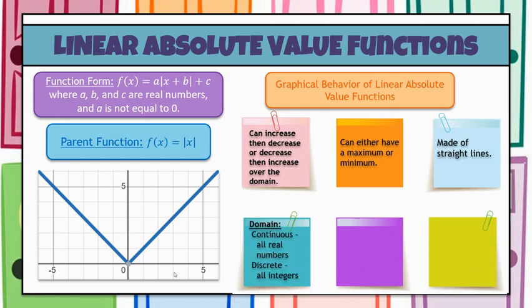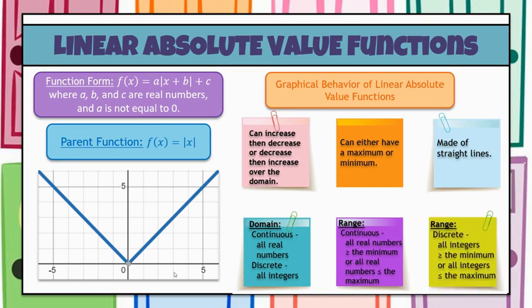The domain is all real numbers if it's continuous, and all integers if it's discrete. The range, if it's continuous, is going to be the exact same as the quadratic functions. It's all real numbers greater than or equal to the minimum, or all real numbers less than or equal to the maximum. And the range, if it's discrete, is all integers greater than or equal to the minimum, or all integers less than or equal to the maximum.